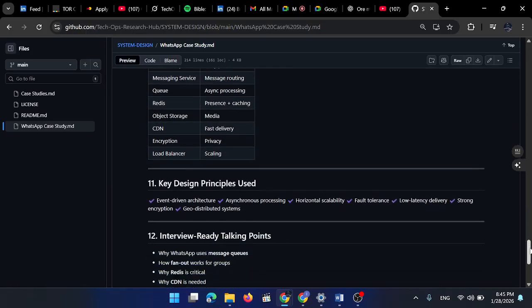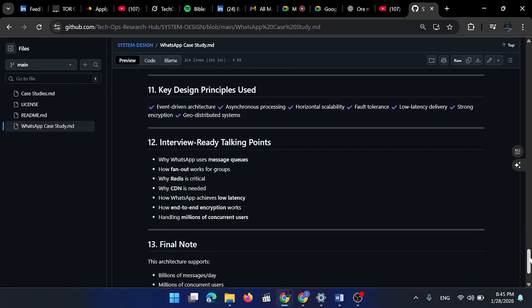So there are some key design principles that I would like us to look at. One of them is event-driven architecture. Two is asynchronous processing. Three is horizontal scalability. Four is fault tolerance. Five is low latency delivery. Then we have strong encryption. Then geo-distributed systems. These key design principles are very important because they help you to understand not just the architecture, but even the processing required in ensuring that the system is perfect and doesn't lag at the end of the day.